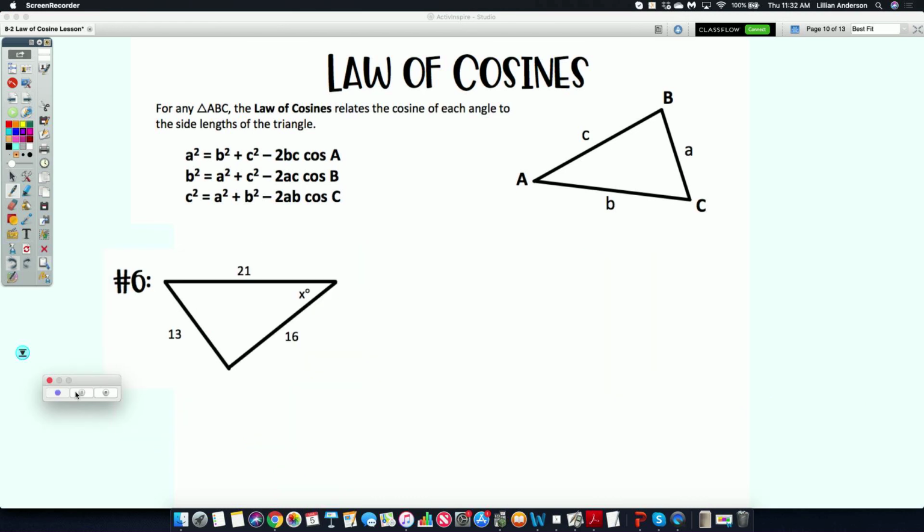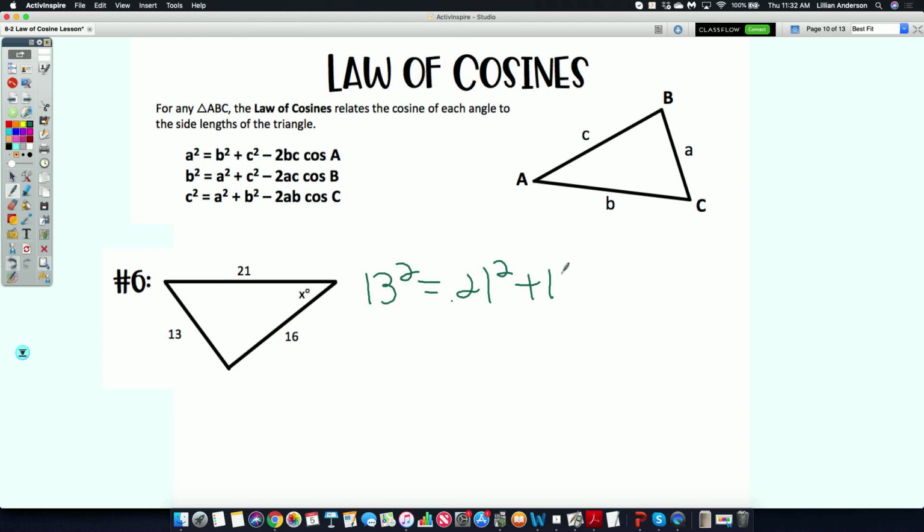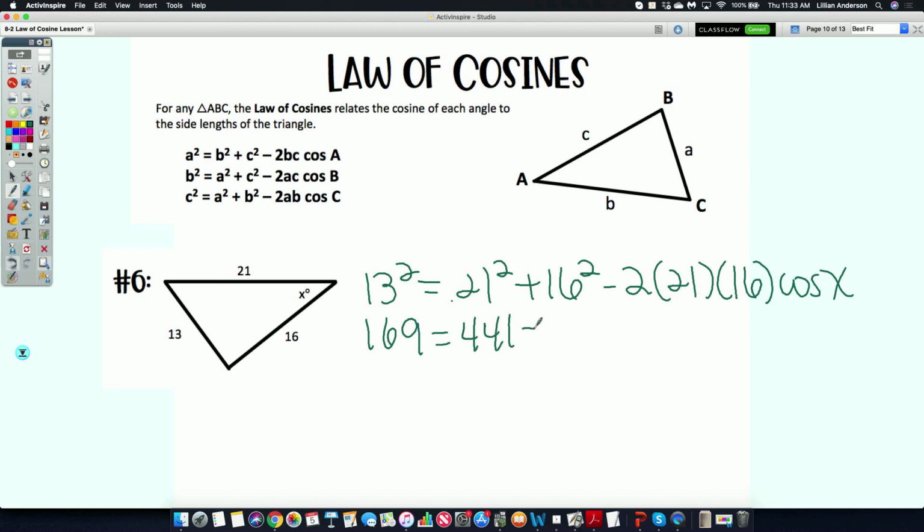Do number 6 on your own. So when looking at number 6, somebody set it up for me. 13 squared equals 21 squared plus 16 squared minus 2 times 21 times 16 cosine x. Very good. The main thing is that whatever angle you're looking for, the side opposite of it is always by itself on that left-hand side. Okay? So 13 squared, 21 squared, 16 squared, and 2 times 21 times 16.